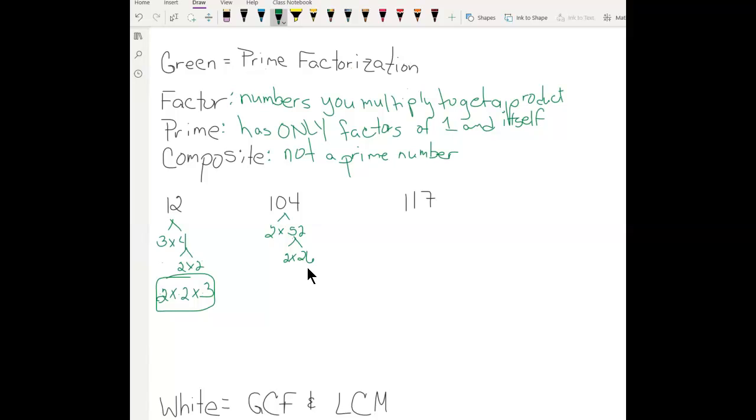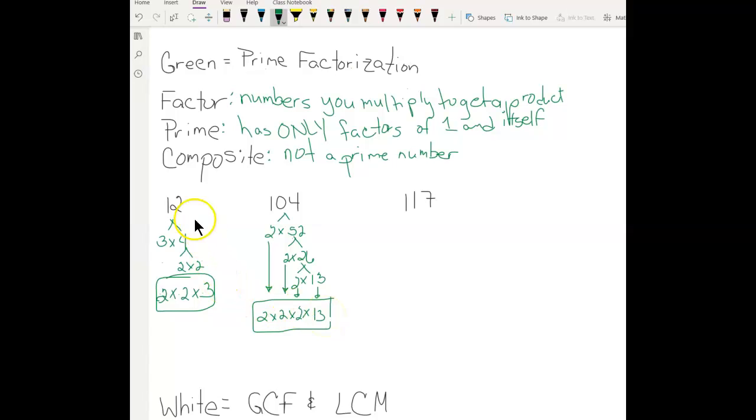I can divide that by 2 because it's even. So this would be 2 times 13. That's my ending because 13 is a prime number and all these other 2's. So now we have to bring everything down. And make sure they're all in number order, and they are. 2 times 2 times 2 times 13. Boom.